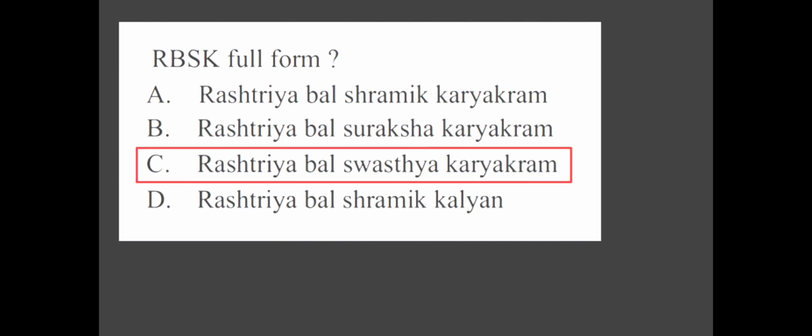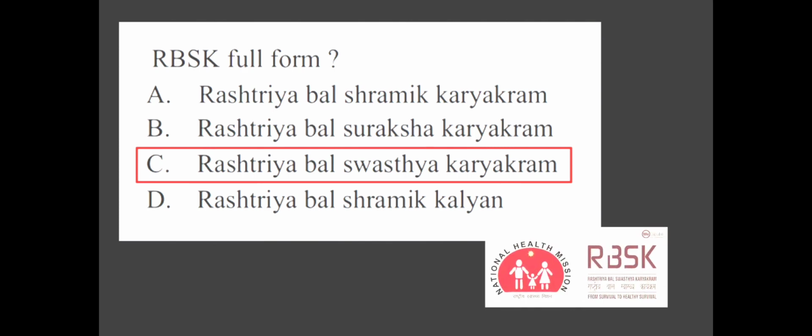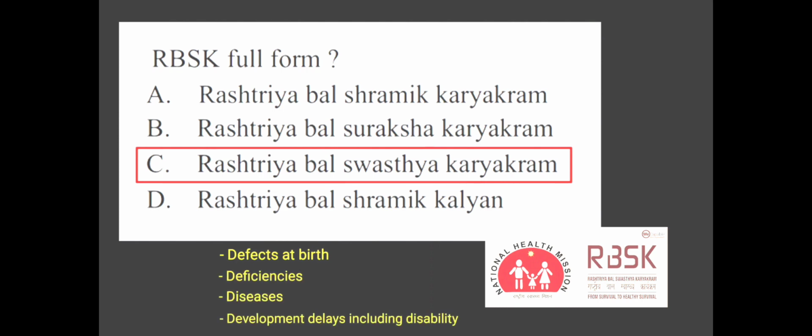राष्ट्रीय बाल स्वास्थ्य कार्यक्रम. Rashtriya Bal Swasthya Karyakram is an important initiative aiming at early identification and early intervention for children from birth to 18 years to cover 4 Ds. That is, defects at birth, deficiencies, diseases, development delays including disability. It aims to improve survival outcomes by decreasing morbidity and improving the quality of life of our children.